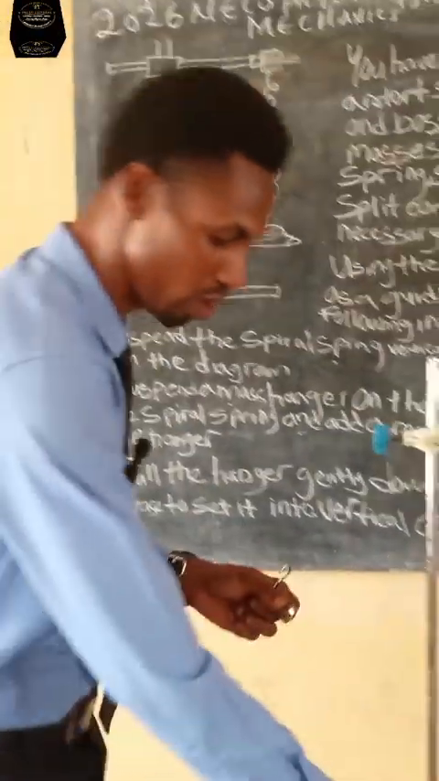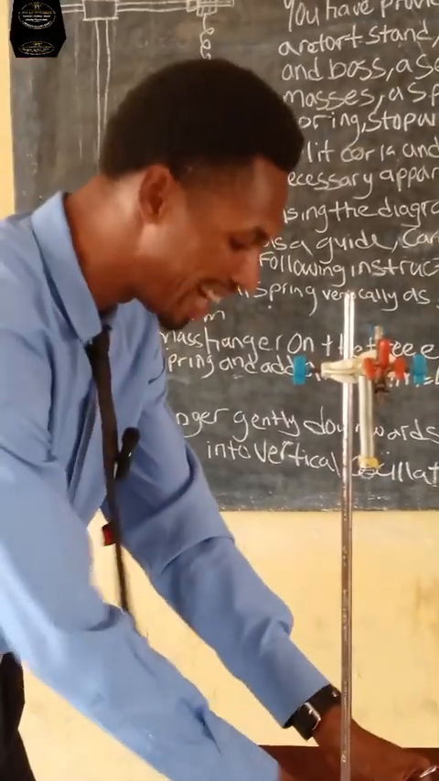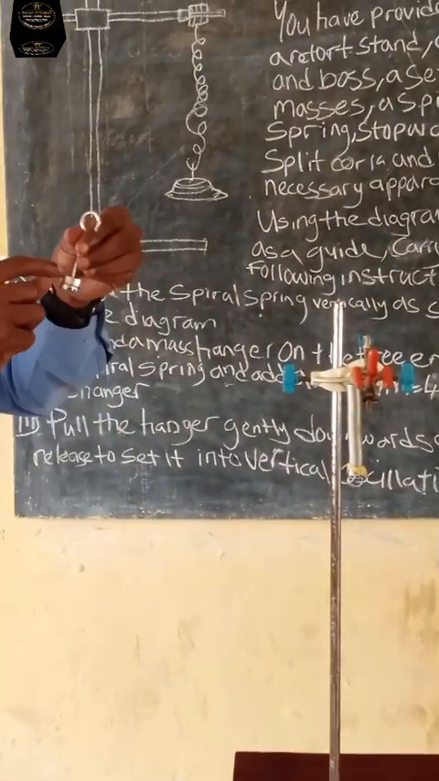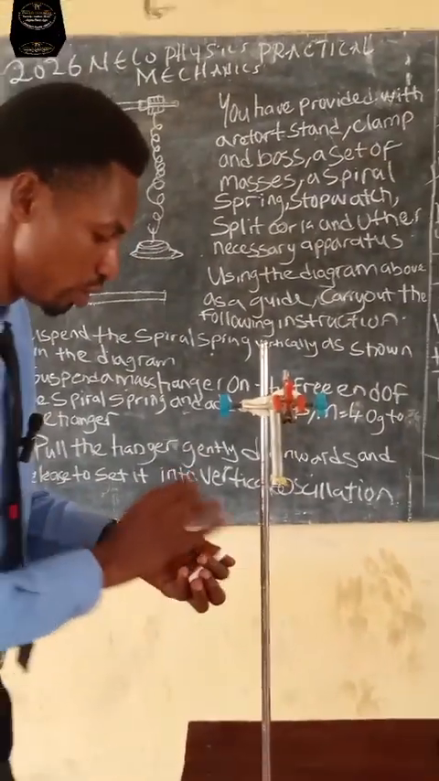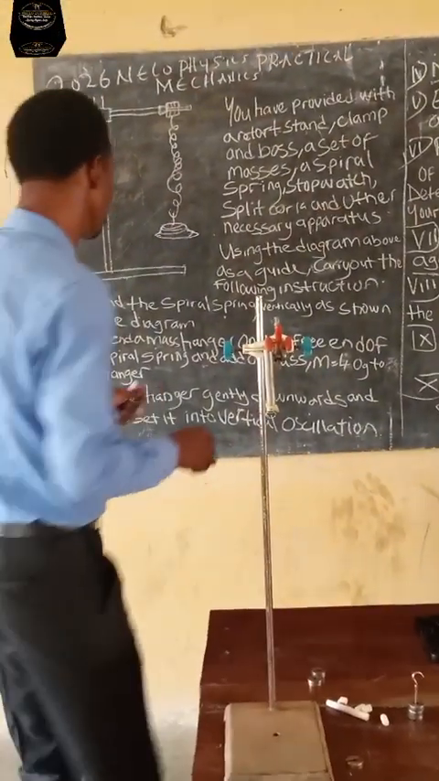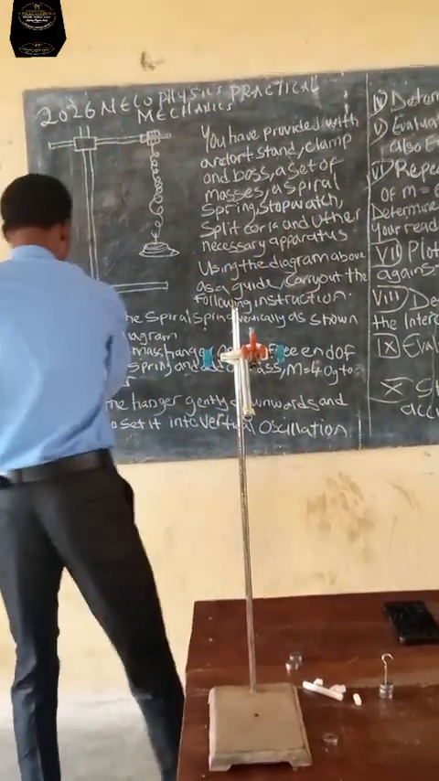All these masses are 20 gram. So I need 40. That is two of it. This is 20 and 20. That is 40. So I'm asked to place a mass of 40 gram on the hanger.